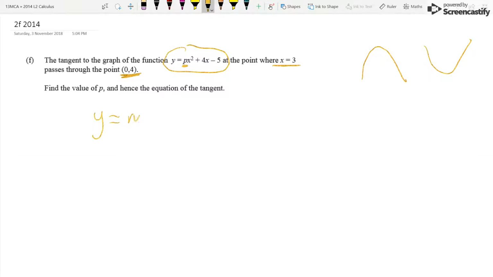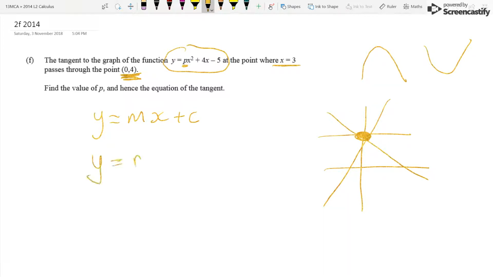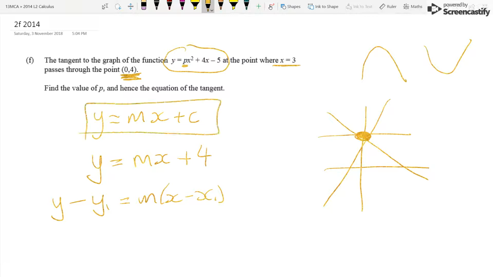So the equation of a straight line is y equals mx plus c. We know that the tangent to the curve at the point x equals 3 goes through this value here. So the tangent to the curve could be like that, could be like that, could be like that. All we know so far is that it goes through there. That means that I can write y equals mx plus 4. Now, we often use this formula to find the equation of a straight line, but if we know the intercept, this one is the best one to use. Okay, so I'm going to work with that.